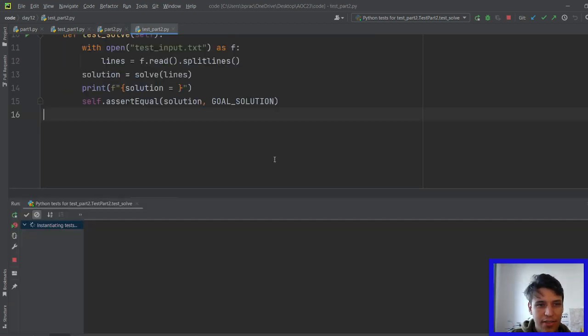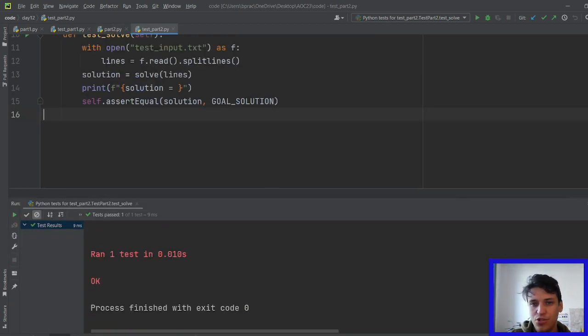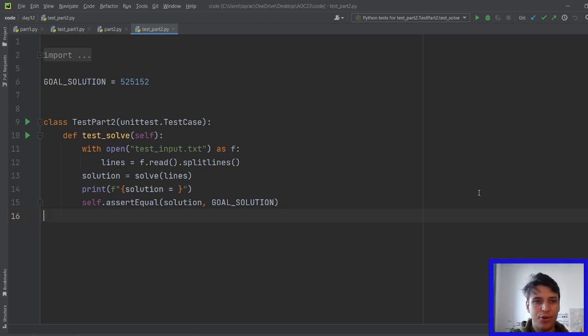And we should also run this on the test input. That also looks good. So we also run it on the real input, and it also turns out it gives us the right solution. All right, that was it for day 12.